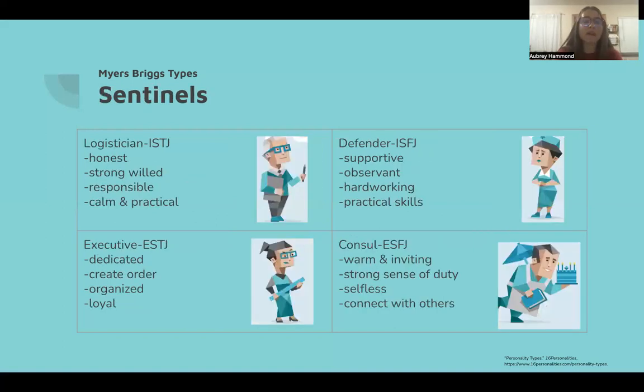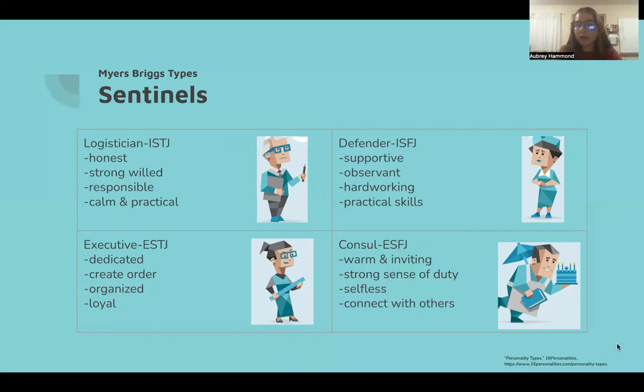So our last one we have is sentinels. Logistician, an ISTJ. They're honest, strong-willed, responsible, calm, and practical people. Our defenders are ISFJ: supportive, observant, hardworking, practical skills. Executive are ESTJ: dedicated, they create order, they're organized, and they're loyal people. And the last one we have is our consul, which is ESFJ. They're usually warm and inviting, they have a strong sense of duty, they're selfless, and they are able to connect with others fairly easily.